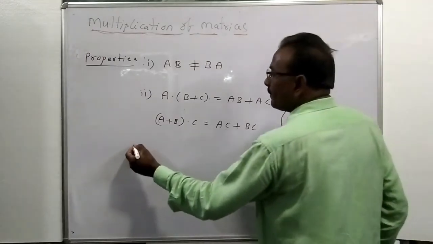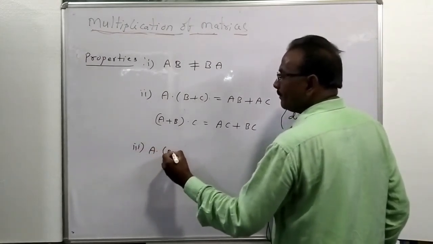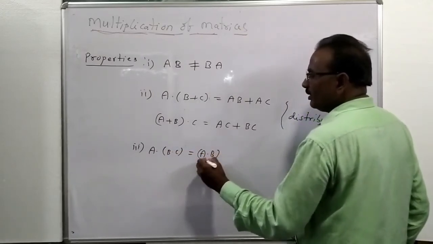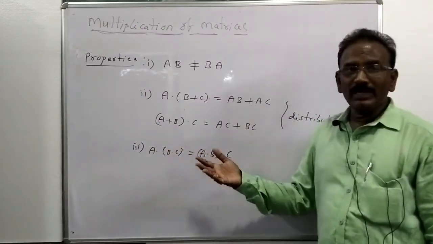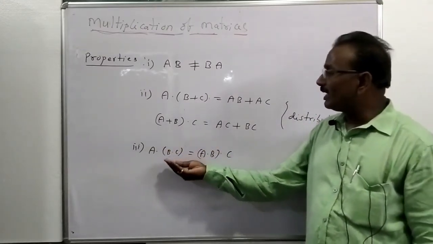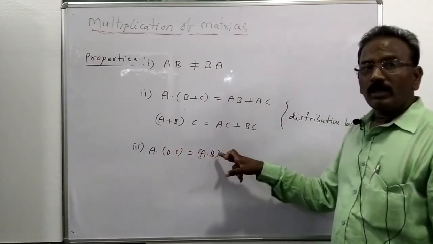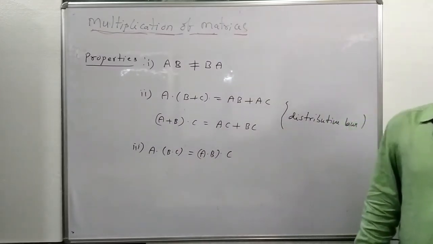This third one, A into (B into C) is equal to (A into B) into C. Here B into C and A into B, multiplication of matrices is defined. A into (B into C) is equal to AB into C. So matrix multiplication is associative.